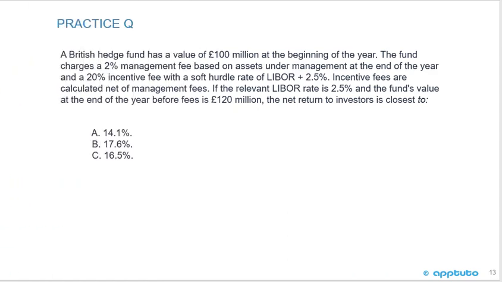Another practice question. A British hedge fund has a value of £100 million at the beginning of the year. The fund charges a 2% management fee based on assets under management at the end of the year, and a 20% incentive fee with a soft hurdle rate of LIBOR plus 2.5%. Incentive fees are calculated net of management fees. If the relevant LIBOR rate is 2.5% and the fund's value at the end of the year before fees is 120 million pounds, the net return to investors is closest to A, 14.1%, B, 17.6%, or C, 16.5%.